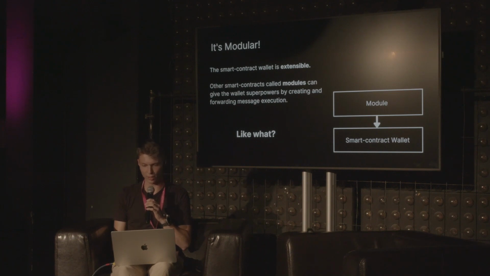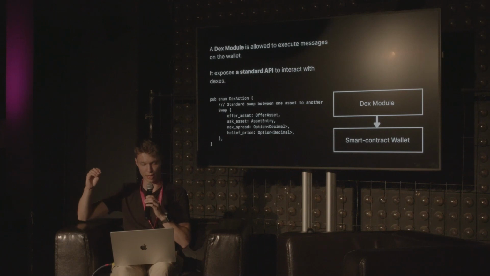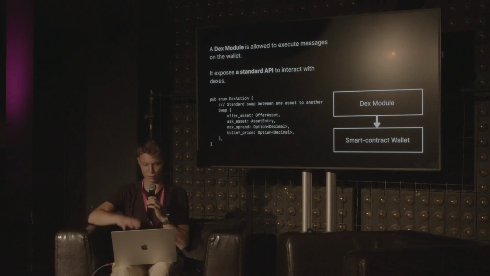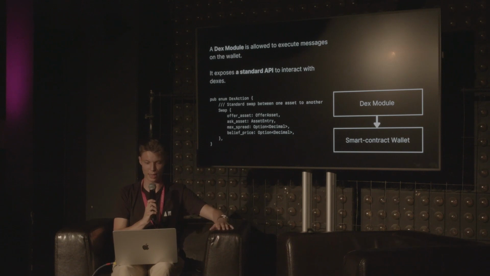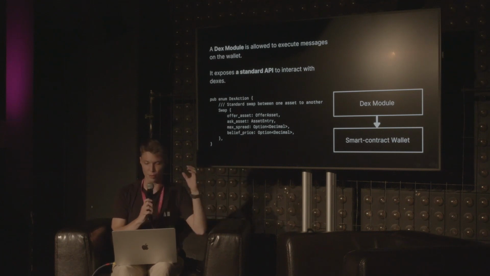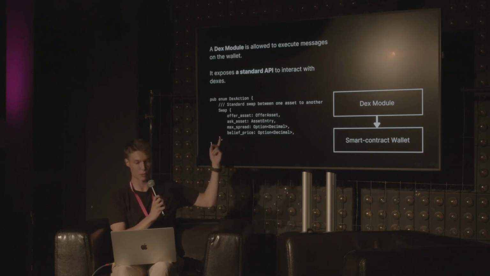And what does that practically look like? Okay. We have our DEX module, and our DEX module, as previously mentioned, is allowed to execute messages on the smart contract wallet. And it does one thing: it interacts with DEXs. So it exposes a standard API for anyone to call to do a certain action on a specific DEX. So there's a snippet right here. In this case, we're only showing the swap.